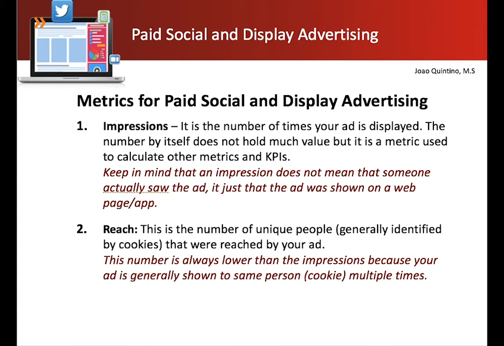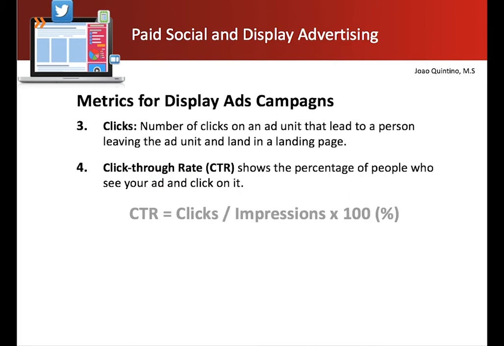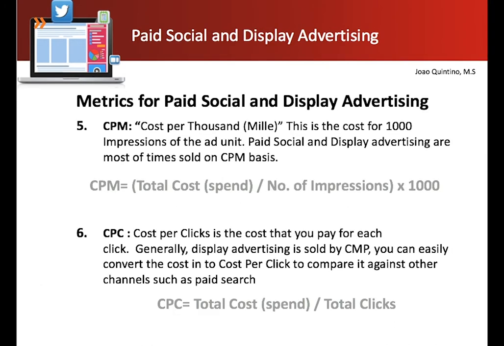Impressions, again, the number of times that your ad is displayed. Reach is the number of users that your ad reaches. Me as a user, if the ad is served to me, it's counted as one reach. But if that same ad is shown to me, let's say 5 times, that's counted as 5 impressions, but still one reach. So that's why in any campaign you end up with a lot of impressions and very few reach, because the reach is the number of people that you actually reach with your campaign. Clicks, again, the number of times that somebody clicks on your ad. Click-through rate shows the percentage of people who saw your ad and clicked on it. Again, the way you calculate this is the total amount of clicks divided by the impressions multiplied by 100.